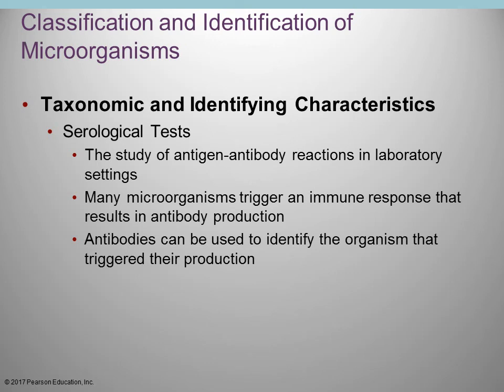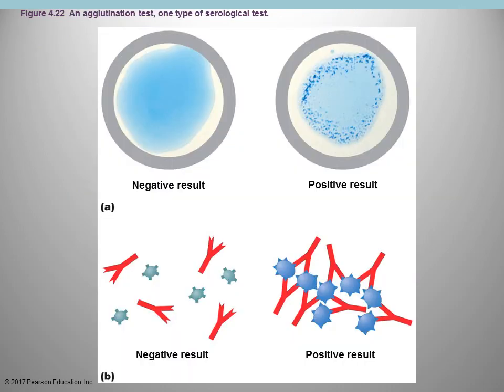Serological testing, here you're looking for antigen-antibody reactions related to immune type responses. When you're infected with microorganisms, it triggers your immune response. Part of that is going to stimulate antibody production against that particular organism. And then you can use those antibodies to identify the organism that triggered its production. So there's a couple ways that you can use this.